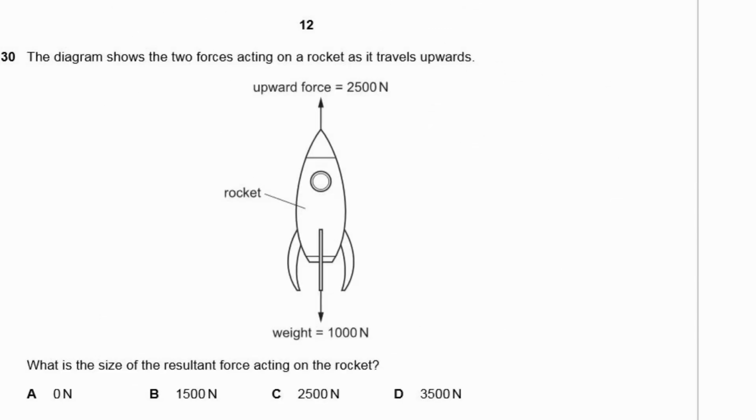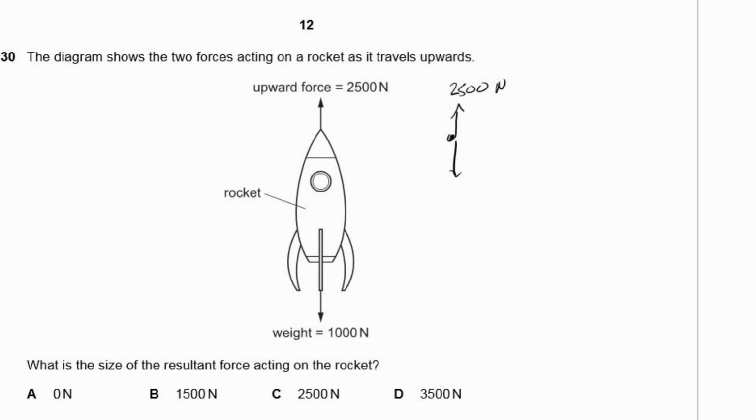30. The diagram shows the two forces acting on a rocket as it travels upwards. So we've got an upward force of 2500 newtons and a downward force of 1000 newtons. What is the size of the resultant force acting on the rocket? Okay, let's look at that. I've got 2500 in one direction.